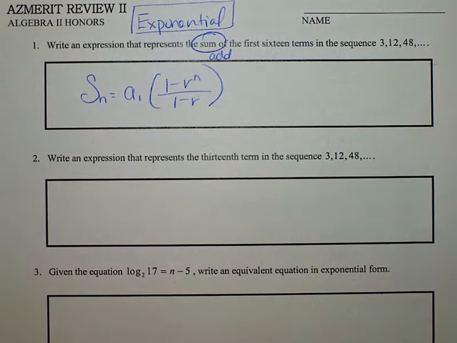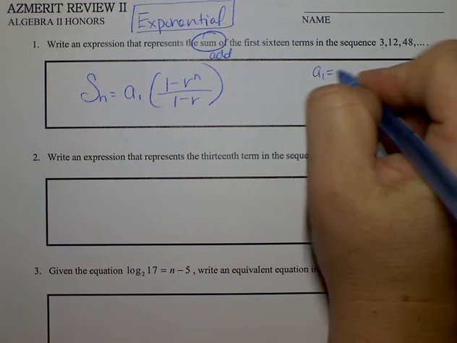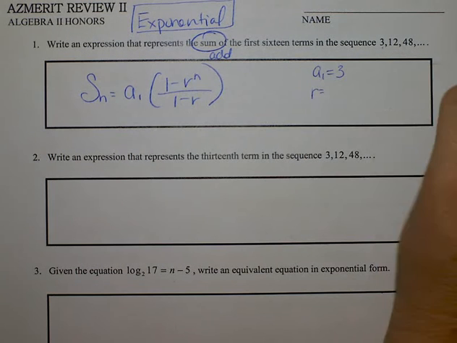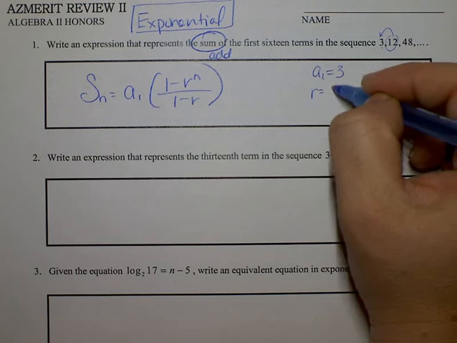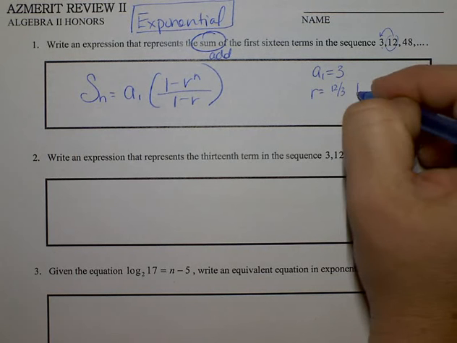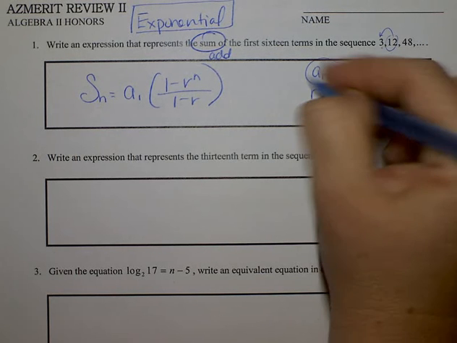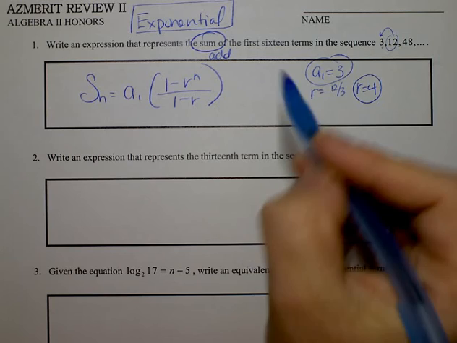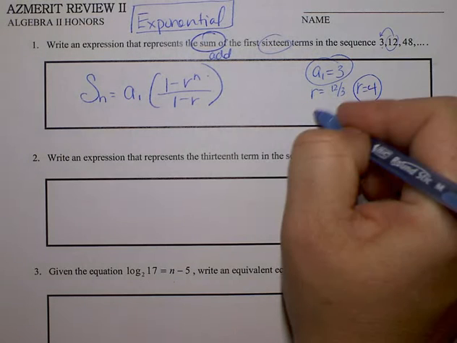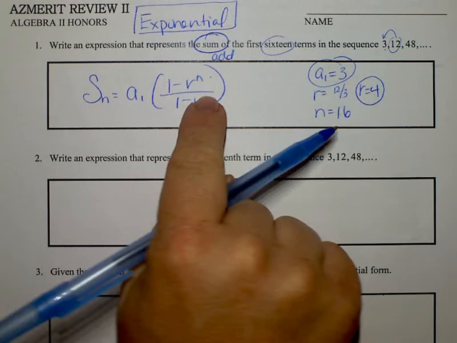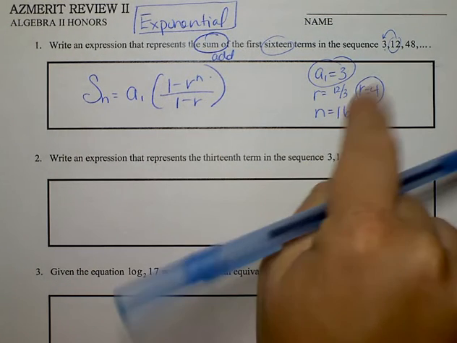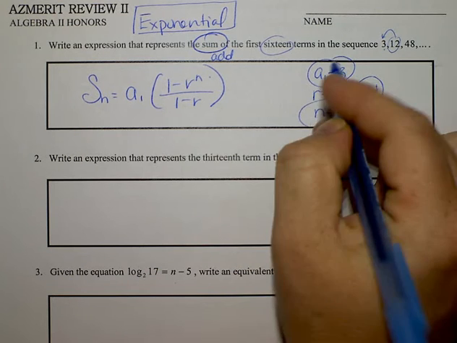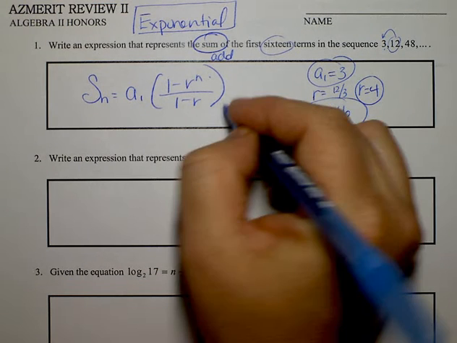So the first number in this sequence is 3. How do I figure out the rate? I take the second number, divide it by the first. 12 divided by 3 is 4. And then I want to do the first 16, so my n is 16. So I'm going to rewrite this with these 3 in place of a sub 1, r, and n.